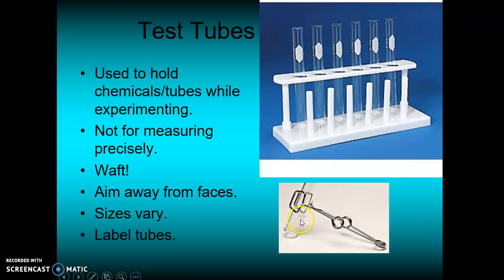To hold these test tubes, you can see the test tube holders. You don't heat the test tube while holding it in your hand. For that, you use these test tube holders.